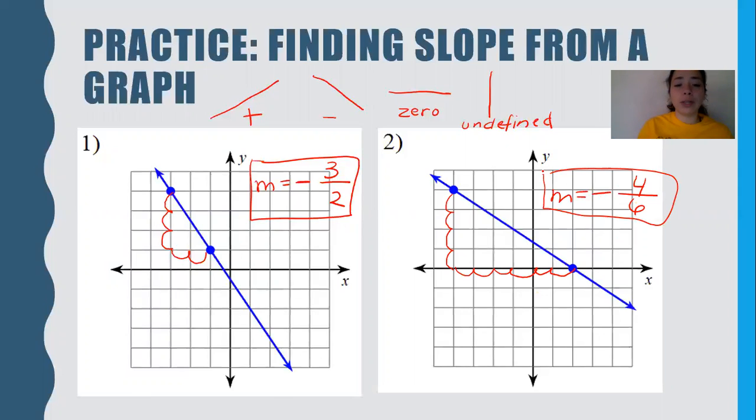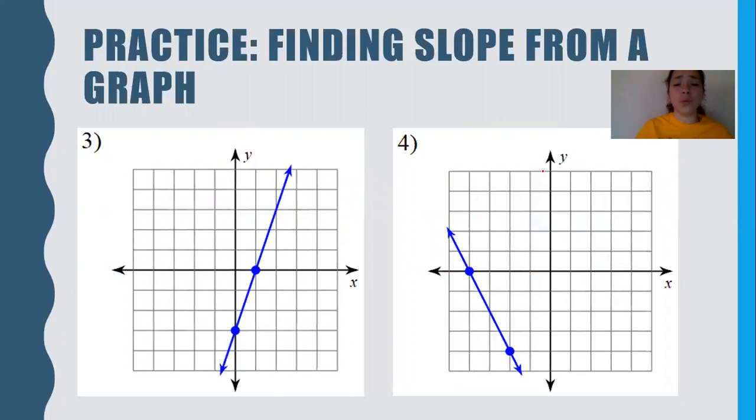I did want you guys to also look at the y-intercept, because now that we're doing slope-intercept form, you need to know 2 things. You need to know the slope, and you need to know the y-intercept. So what I want you to focus on, at least for number 3, is where this blue line crosses the y-axis. Notice the y-axis is this line right here that's labeled y. At what point does the blue line cross the y-axis? Can anyone tell me at what number?